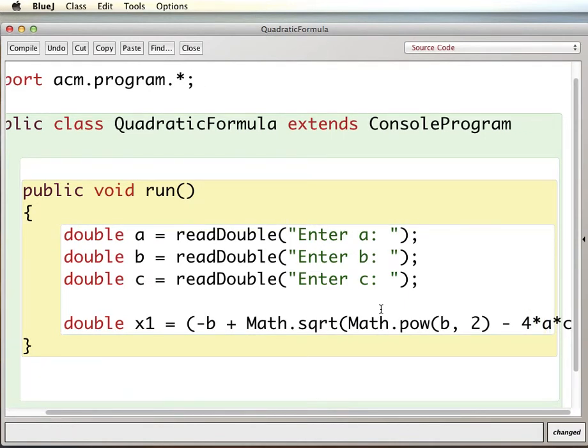Notice I have not just written AC or even worse 4AC. Java does not know implicit multiplication. So if you want to do multiplication, you have to put in the multiplication symbol.